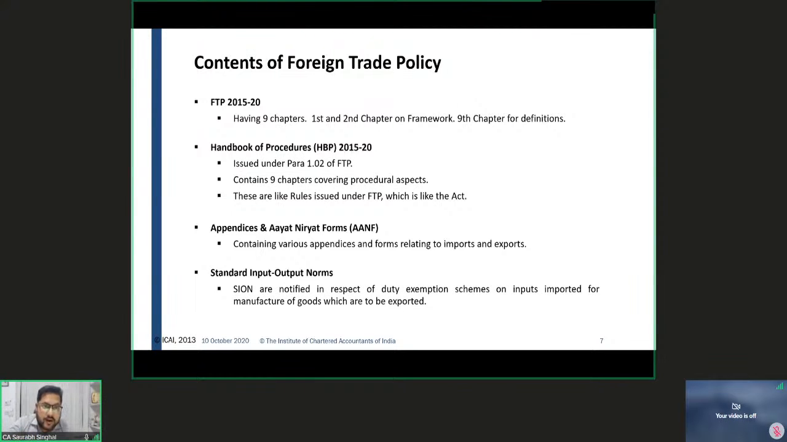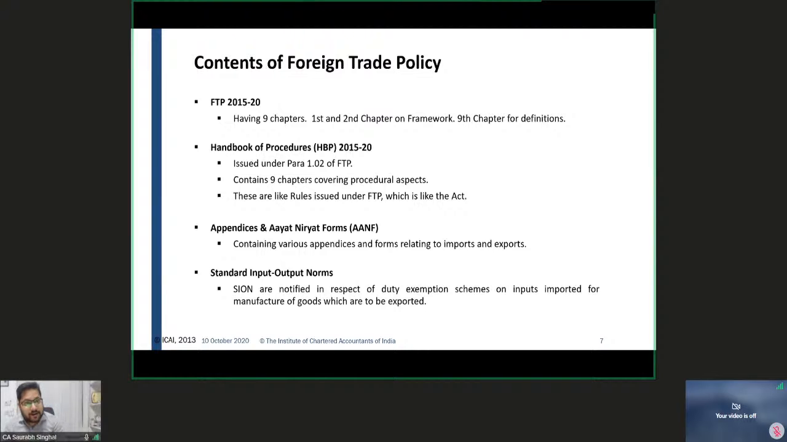Now, if you consider the foreign trade policy as an act regulating and administering foreign trade, this act should have some rules also to set out certain procedures. Those rules are not called foreign trade policy rules. They have a different terminology, and the terminology is Handbook of Procedures. The word is self-explanatory, a Handbook or Ready Reckoner of Procedures. The rules for foreign trade policy are also issued for 5 years, 2015-20, and are also extended till 2021 on account of the COVID-19 pandemic, and they are issued in line with the powers given under para 1.02 of the foreign trade policy.